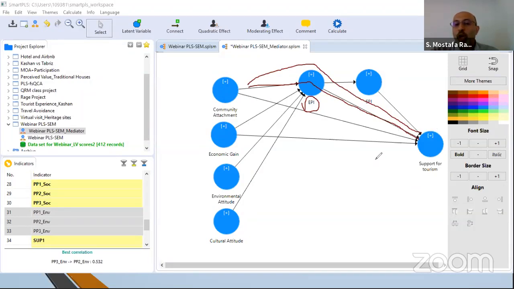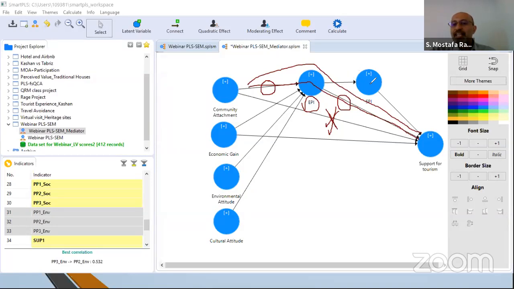How do we need to hypothesize and support by theory? You say community attachment to support, so you need to support theory for this relationship, not this direct one, but the overall effect of community attachment on support. For this indirect effect, you need to support the effect of community attachment on EPI and EPI on support, to be able to justify this hypothesis.